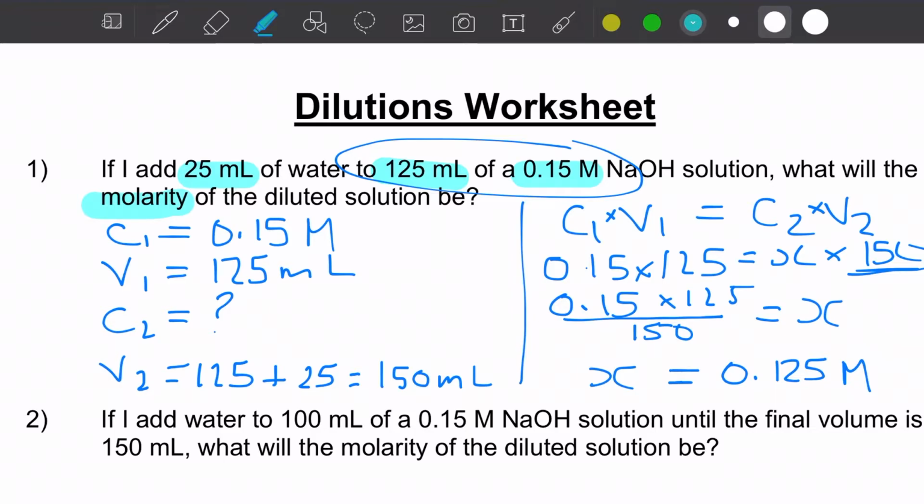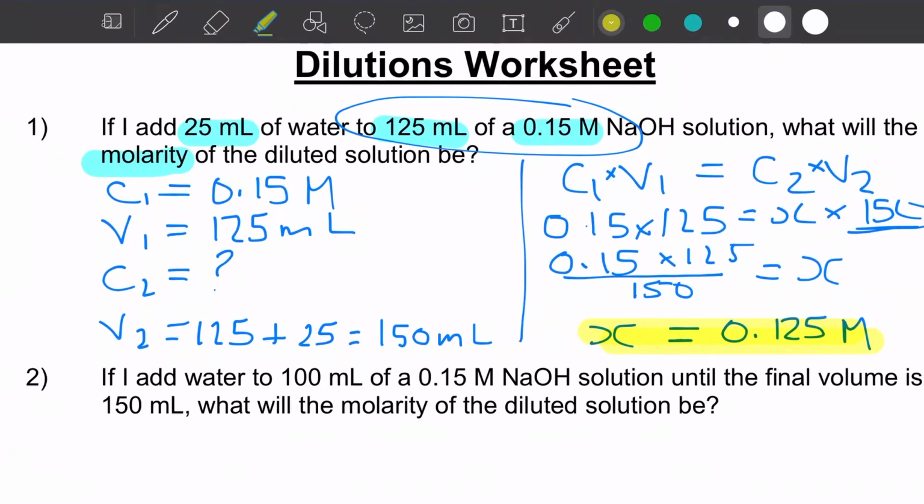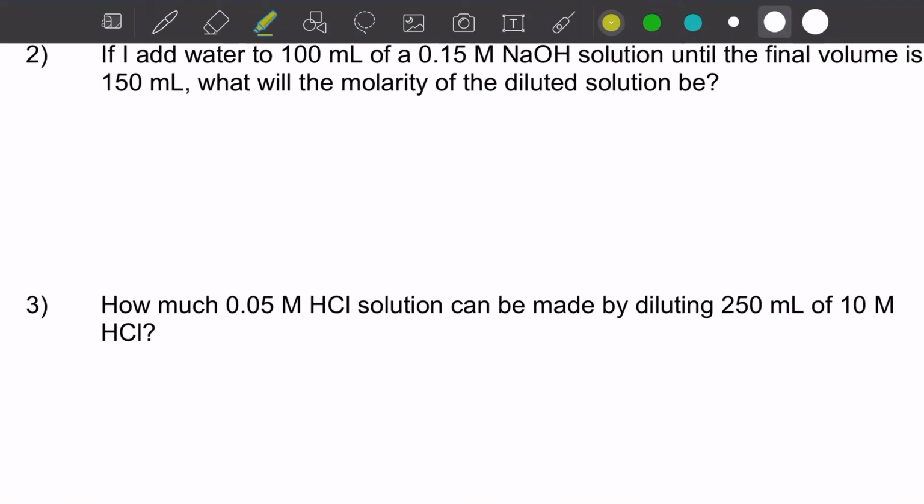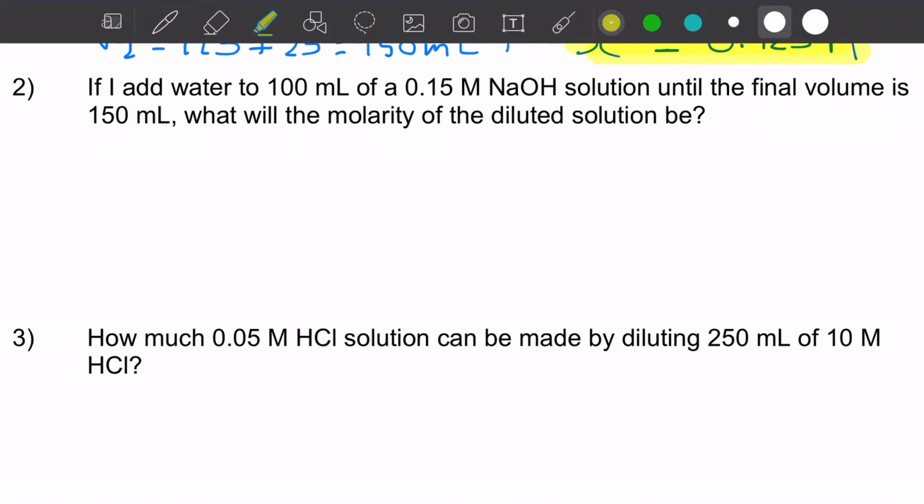There we go. I'm just going to grab a yellow highlighter and highlight the answer so it's nice and clear. So our answer for what molarity the diluted solution will be is 0.125 molar. That is the answer to question number 1. Moving on, question number 2. We're going to do the same steps as before.